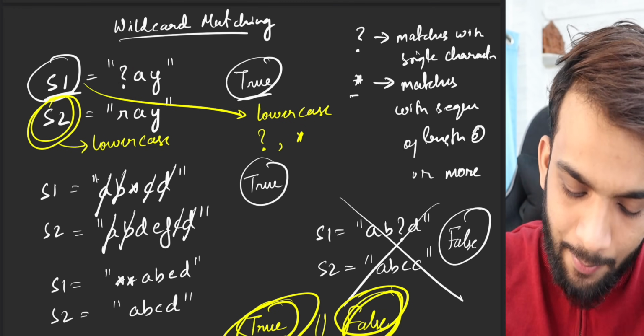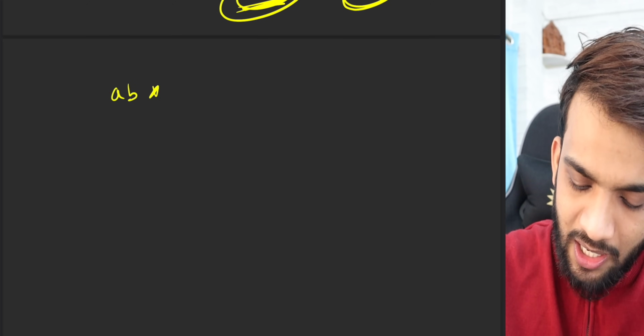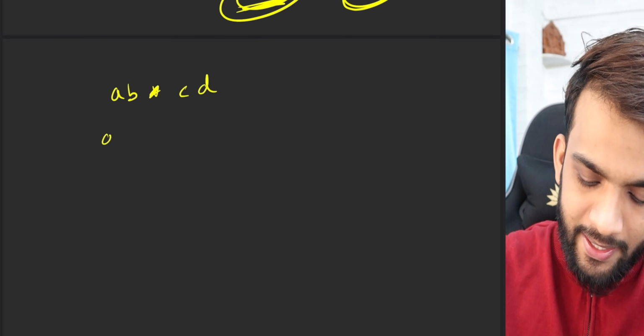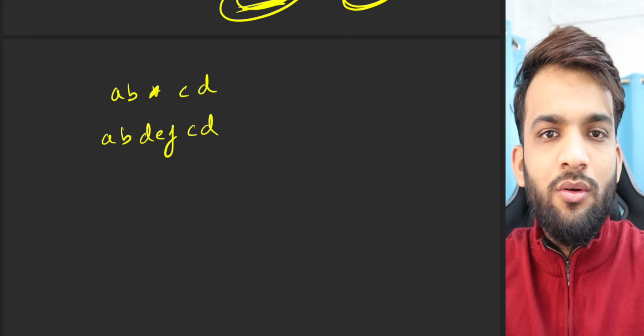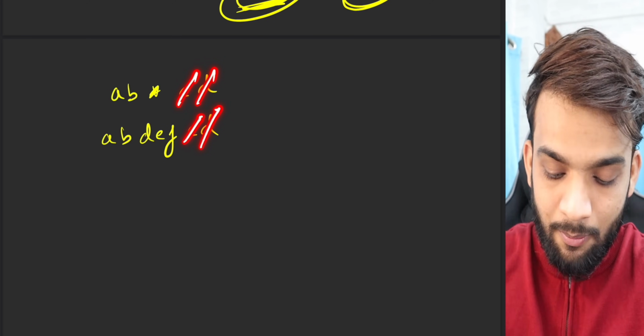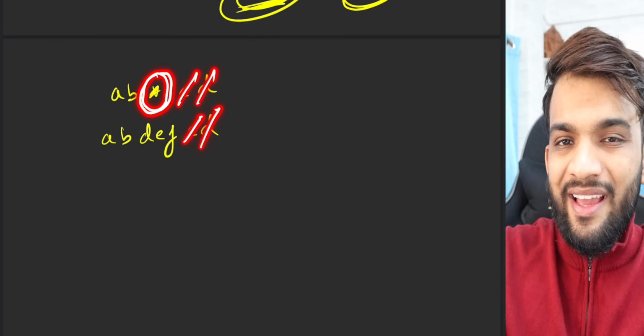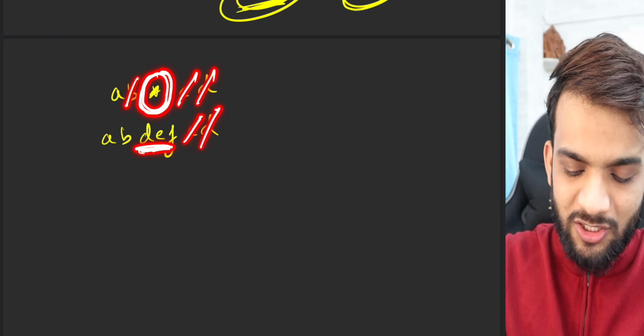So let us take an example and understand. Assume you had AB star CD, and you had AB, D, E, F, CD. So when you're matching, you'll be like D matches with D, C matches with C. But for the star, you exactly don't know how many will match, because you know B matches with B.